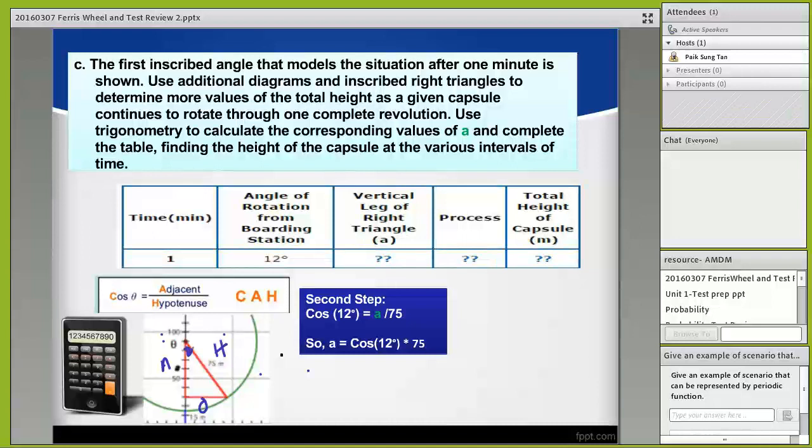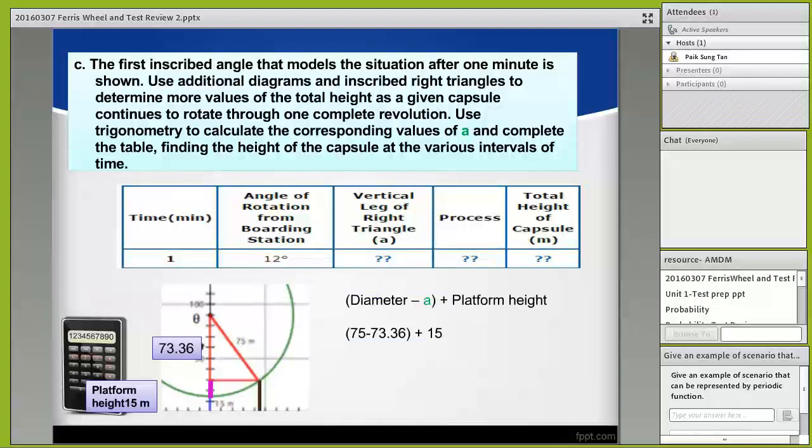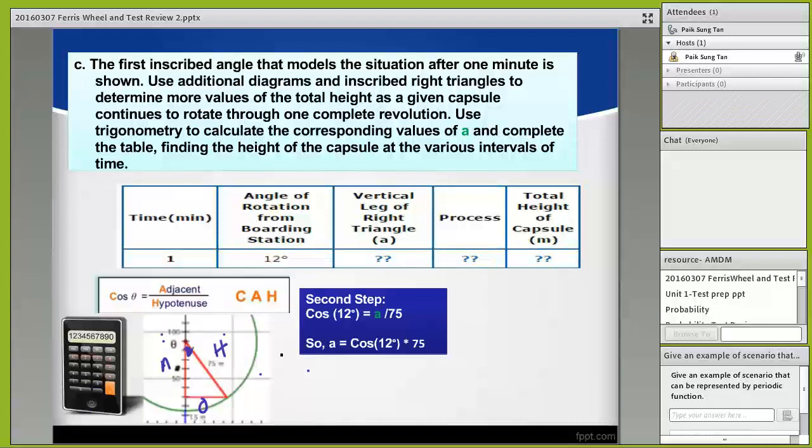You use your calculator. A scientific calculator should have a cos. So cosine 12 degrees multiplied by 75. Make sure your calculator is set to degrees and not radians. Then you should get your answer, 73.36.